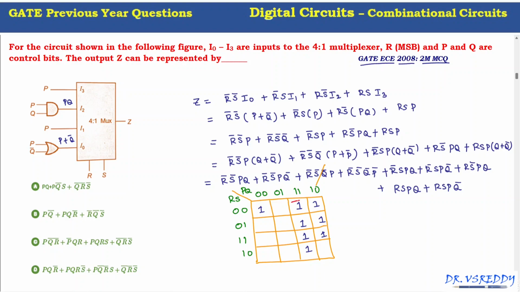So we can simplify. This is one quad, which gives P Q. This is one pair, giving Q prime R bar S bar. And this is another pair, giving S P Q prime. So if we see, option A is correct.